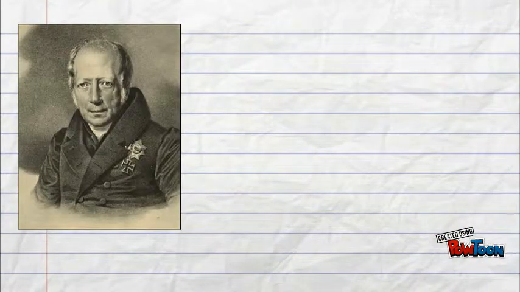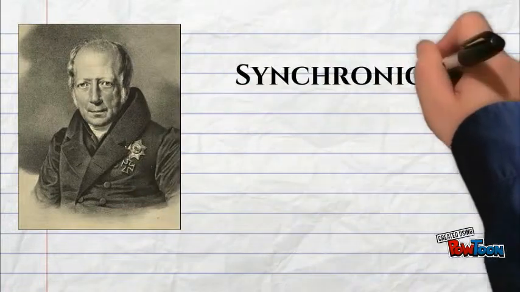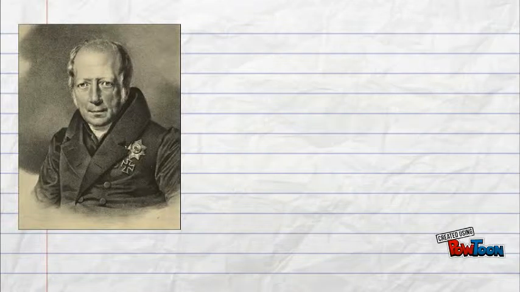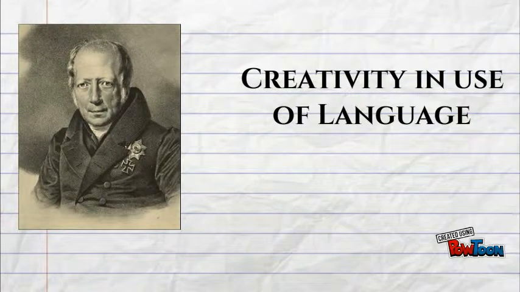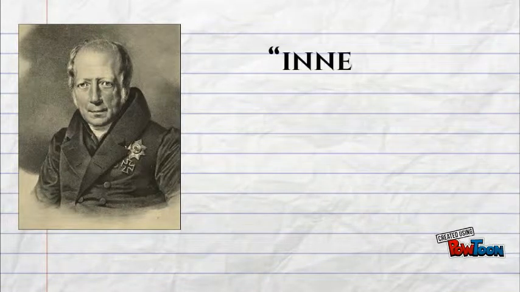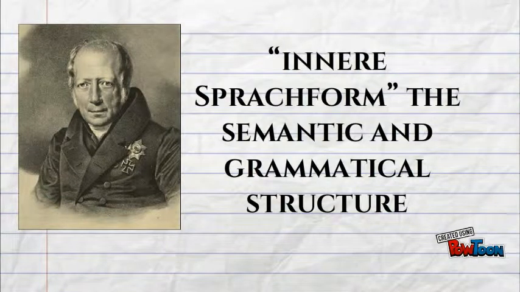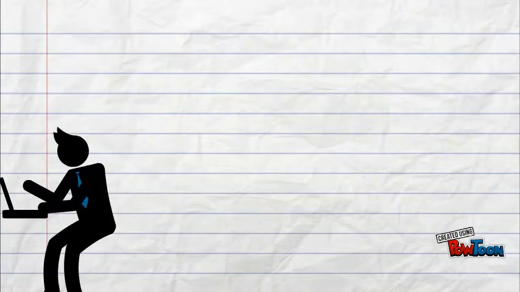Wilhelm von Humboldt investigated synchronic and diachronic linguistics. His theory lies in everyone's creativity in the use of language, which can be changed and adapted as circumstances require. Humboldt's Sprachform is the semantic and grammatical structure of a language, being independent and inseparable.